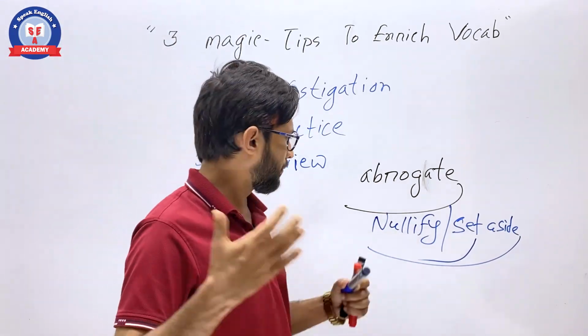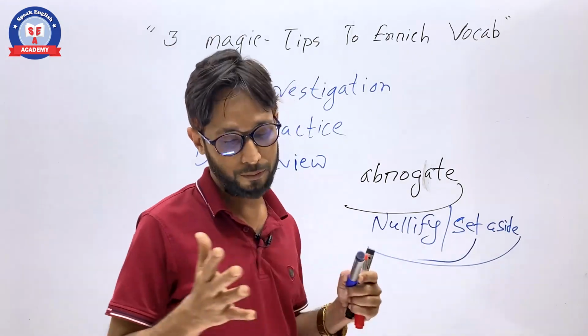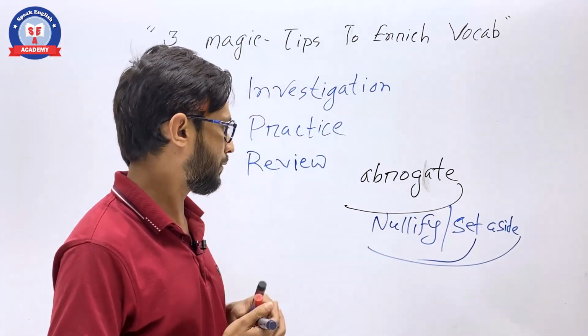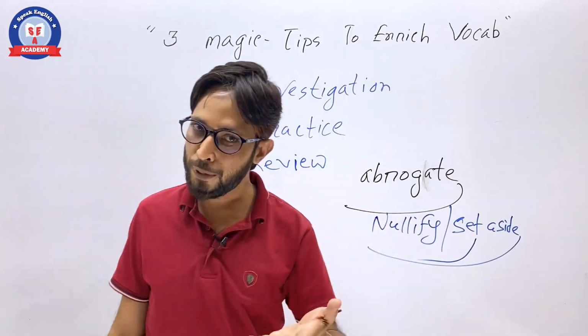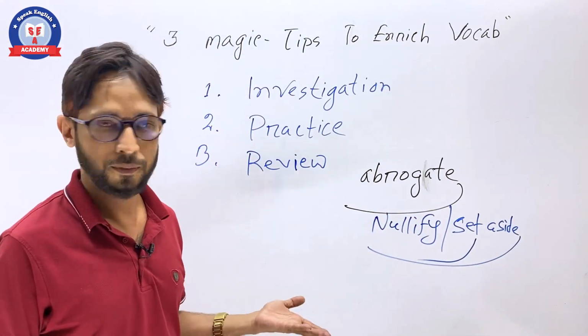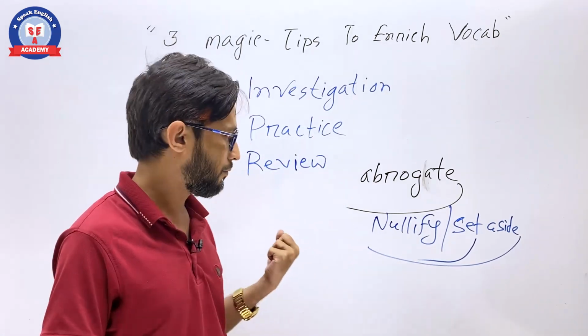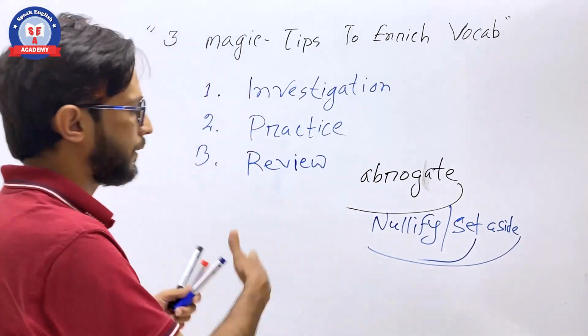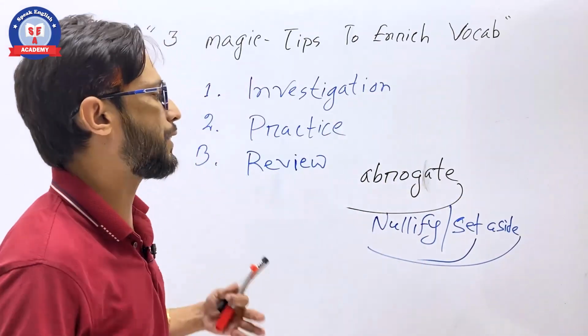Then you have to check the antonym of this word. That is also a part of your investigation. You find a new word, you have to check its synonym and antonym. Acceptance, receive. Okay, so what is our second step, and how can we investigate it more?